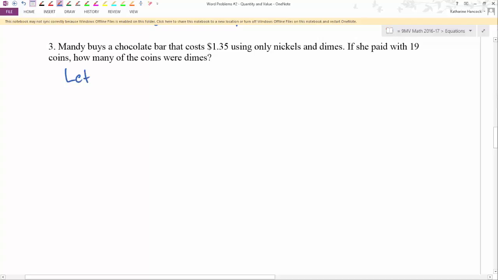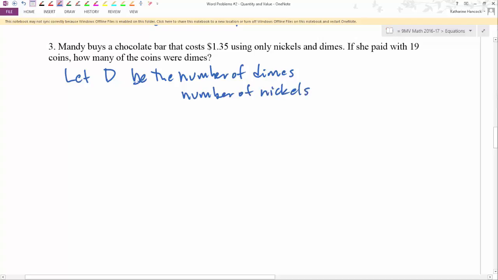I'm going to go back to D. Let D be the number of dimes, because that's what we're solving for. But then we're also going to solve for the number of nickels. I'm not going to use N for nickels. I'm going to go back to the fact that I had a total of 19 coins. So like in the warm-up, if I have a total of 19 coins and I already used up D of them, that means 19 minus D is going to be the number of nickels.